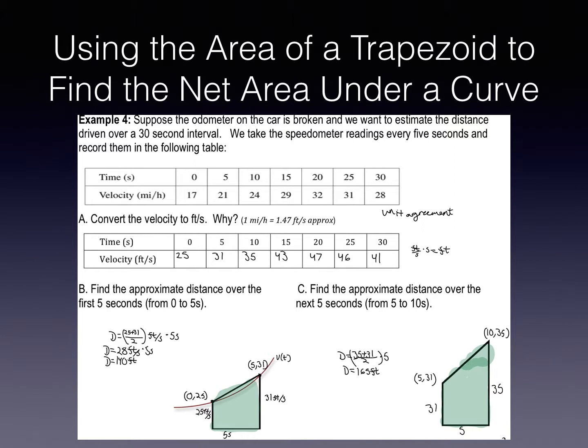Find the approximate distance over the first 5 seconds, from 0 to 5 seconds. When we do this, we'll add both the sides and divide that by 2. So 25 plus 31 divided by 2 feet per second times 5 seconds, which equals 28 feet per second times 5 seconds, or 140 feet. Then I'll find the approximate distance over the next 5 seconds. When we plug that into the equation that we went over in the definition, we get 165 feet.